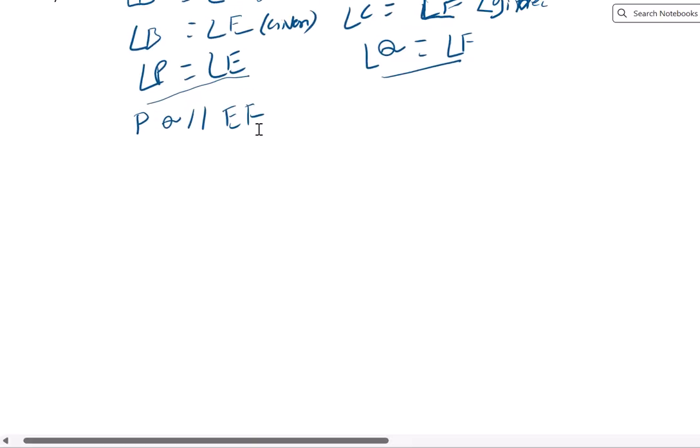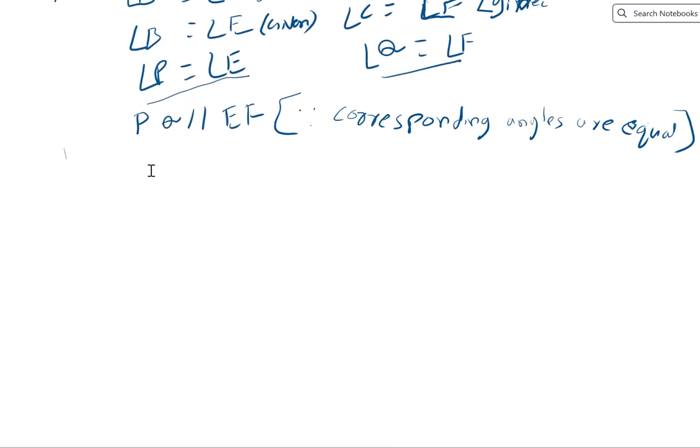So now PQ and EF have become parallel. The line PQ is parallel to EF, therefore, because corresponding angles are equal. So now by theorem 6.1, which is the BPT theorem, the basic proportionality theorem.